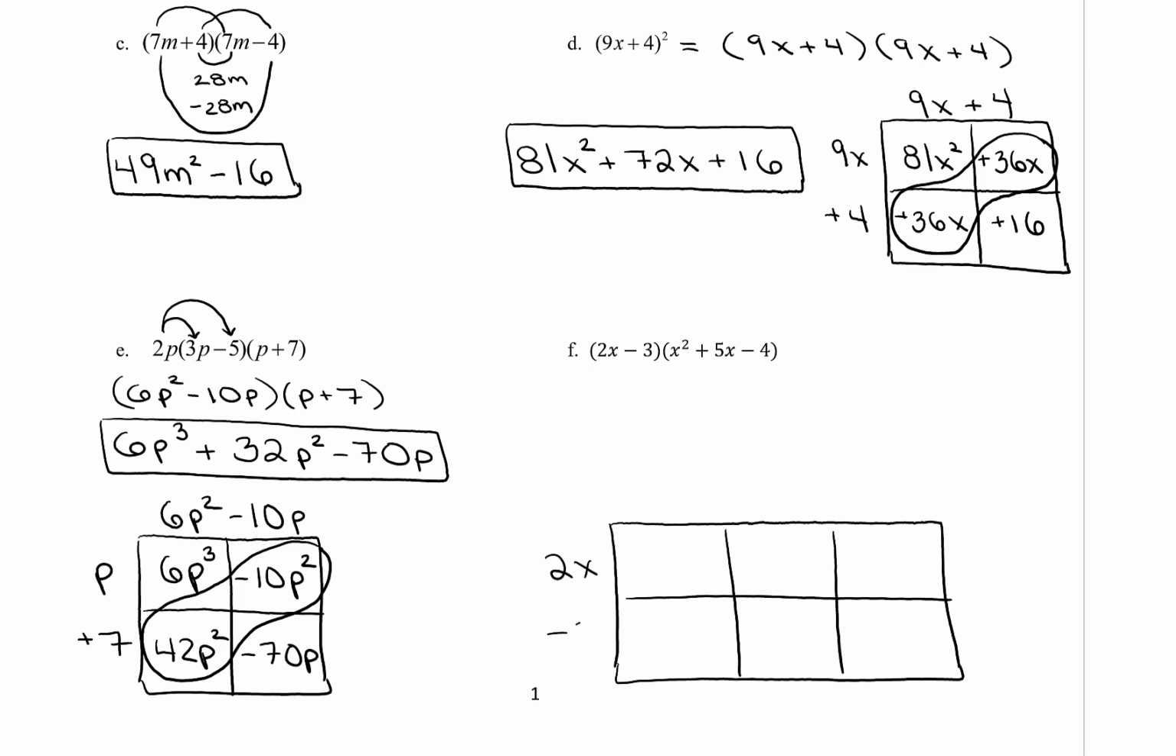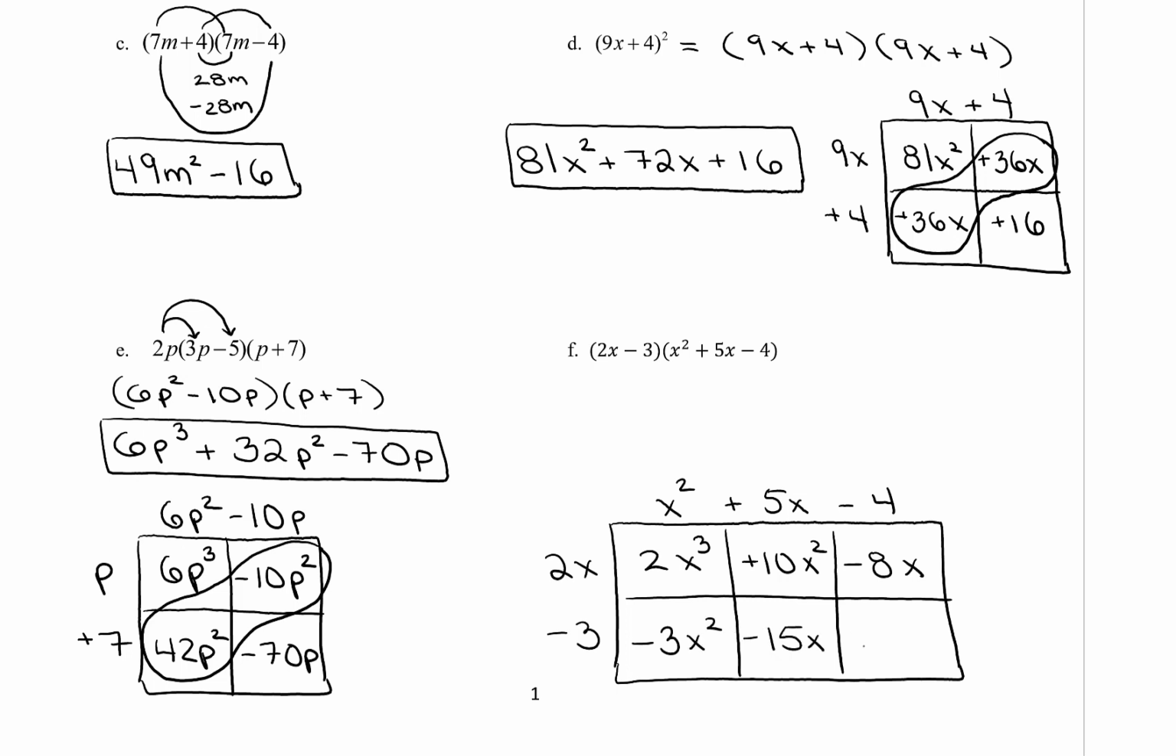And then the x squared plus 5x minus 4 is going to be written across the top, with the x squared on top of the first column, the plus 5x on top of the second column, and the negative 4 on top of the third column. 2x times x squared is 2x cubed. 2x times 5x is positive 10x squared. 2x times negative 4 is negative 8x.